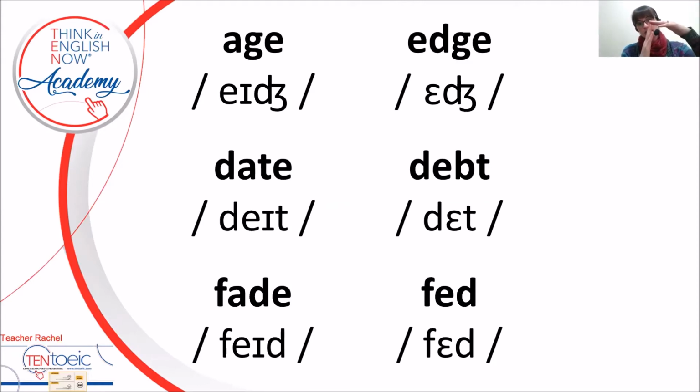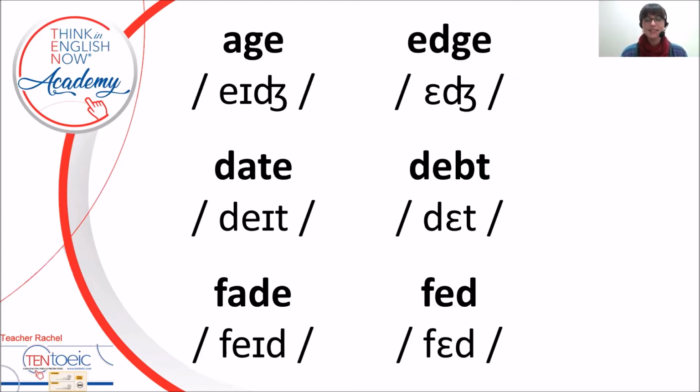Edge. Edge is like the corner of something. For example, the edge of the table. So table, here's the edge where it goes down. Or if we're on a mountain, and it stops and it comes down. This is the edge. Don't fall off the edge of the mountain.